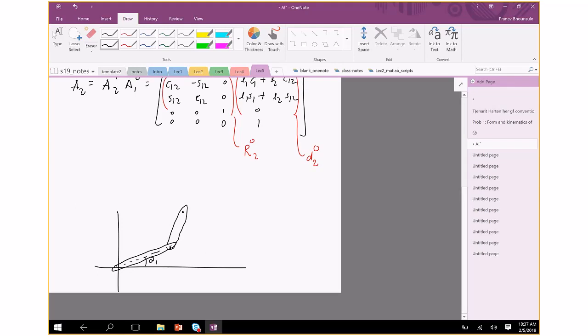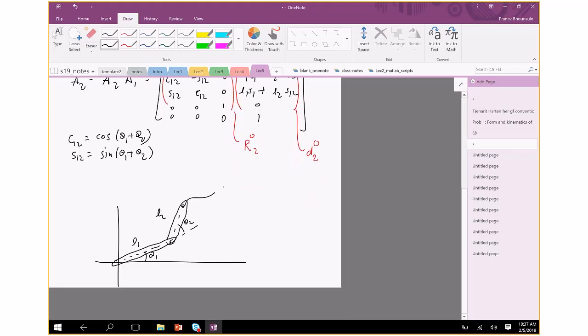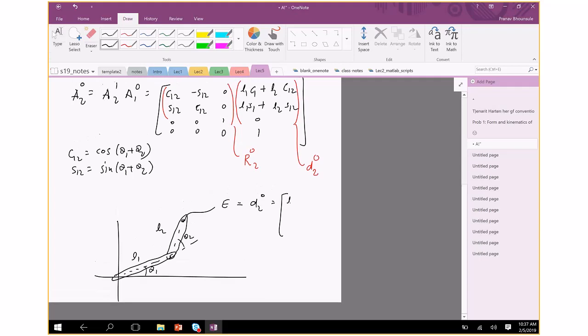Theta 1, theta 2, L2, L1. By the way, C12 is cosine of theta 1 plus theta 2, and S12 is sine of theta 1 plus theta 2. So this point, let's say it's E, that's the end effector. This is given by D20, which is L1 C1 plus L2 C12, L1 S1 plus L2 S12, and 0.